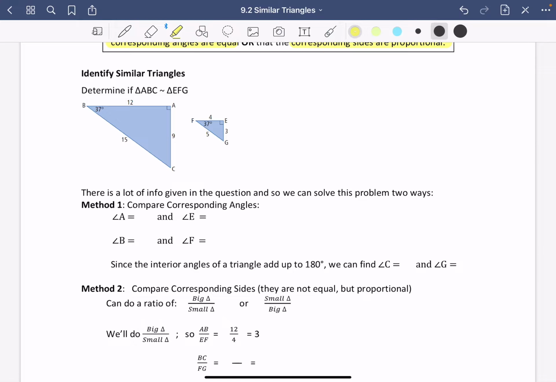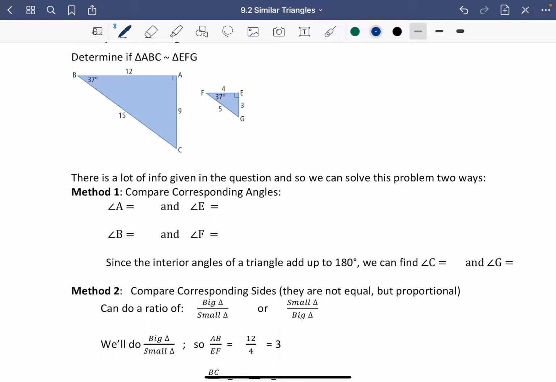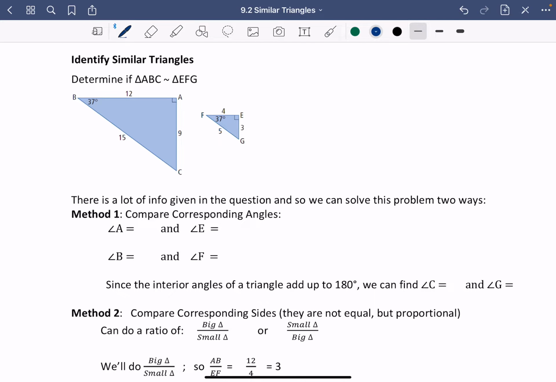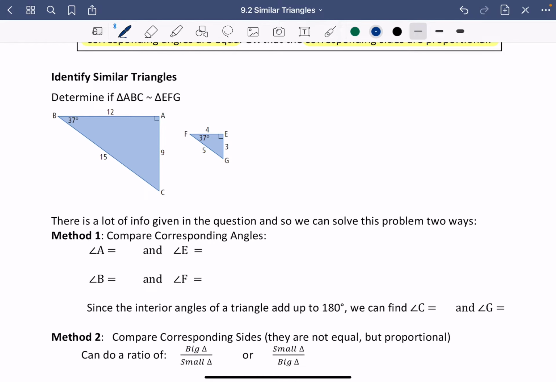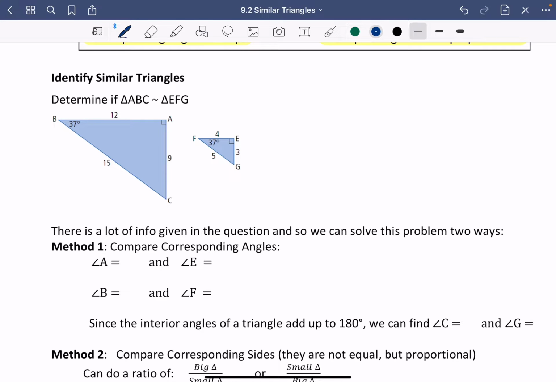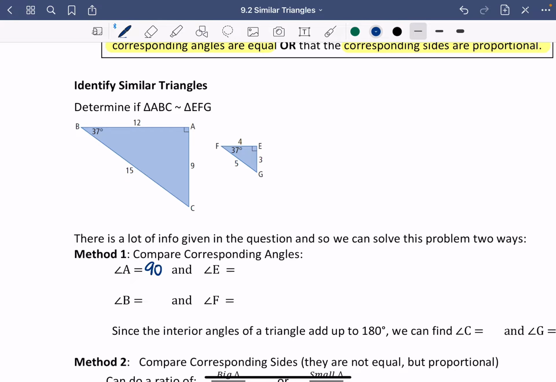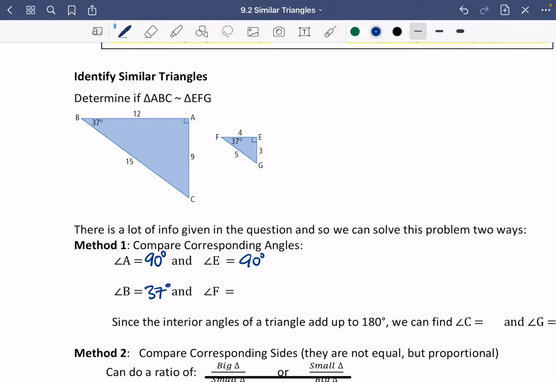Okay, so example number 1, identifying similar triangles. So we have two methods to do these two questions. Method 1 is to compare the corresponding angles, and method 2 is to compare the corresponding sides. So let's start with the corresponding angles. Angle A here is 90 degrees. Angle E is also 90 degrees. Angle B is 37 degrees, and angle F is 37 degrees as well.